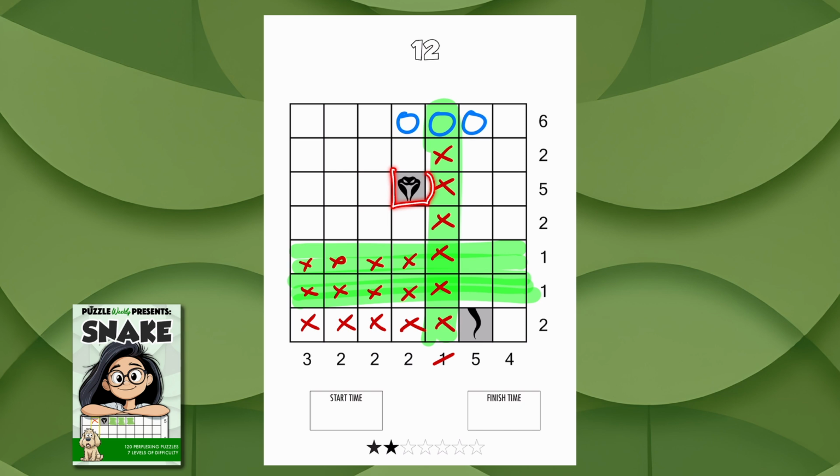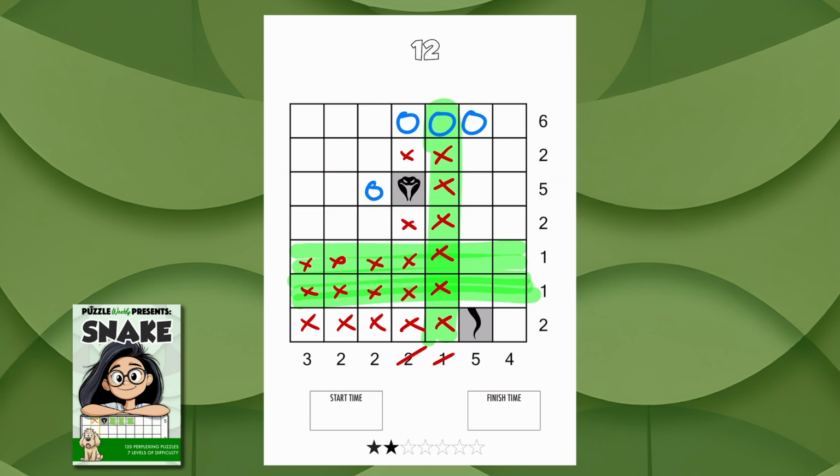If we look at the head up here, this is a 2 column, and in fact we've got the head and we've already filled in part of the body, so that column is complete and we can eliminate these 2 cells. And that means that the only place we can go now is across here. And we draw in the body, and while we're on this row, it's a 5.